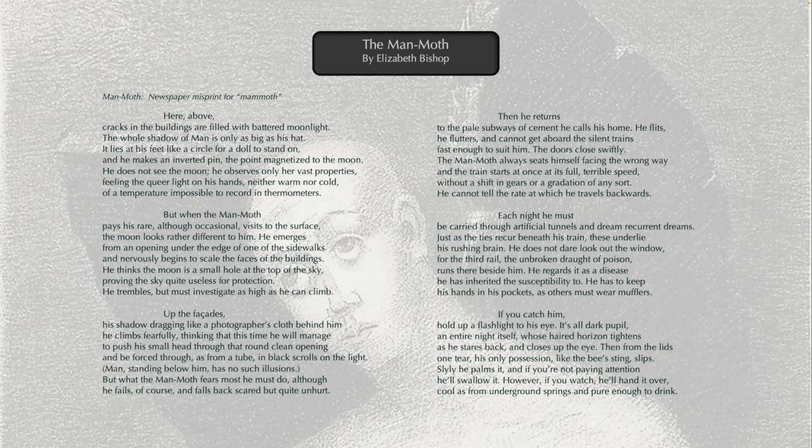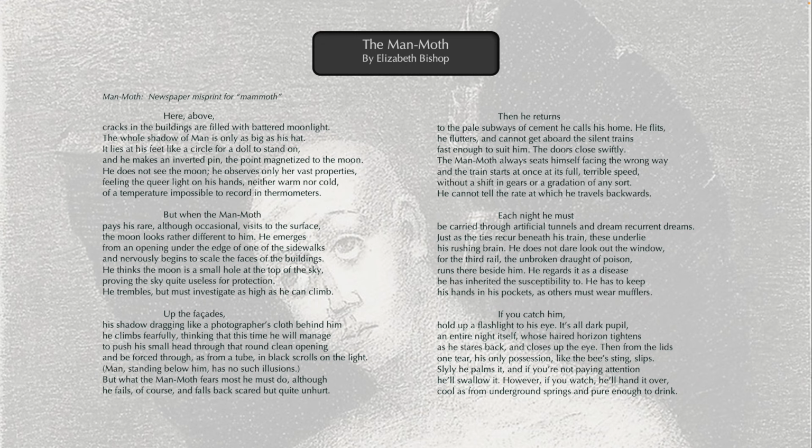Each night he must be carried through artificial tunnels and dream recurrent dreams. Just as the ties recur beneath his train, these underlie his rushing brain. He does not dare look out the window for the third rail. The unbroken draught of poison runs there beside him. He regards it as a disease he has inherited the susceptibility to. He has to keep his hands in his pockets, as others must wear mufflers.